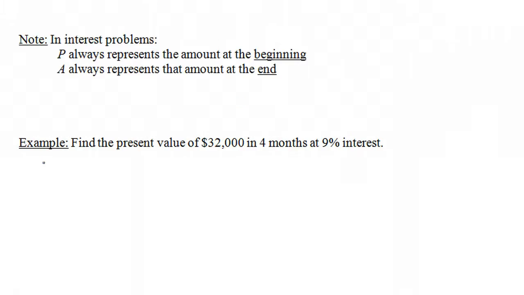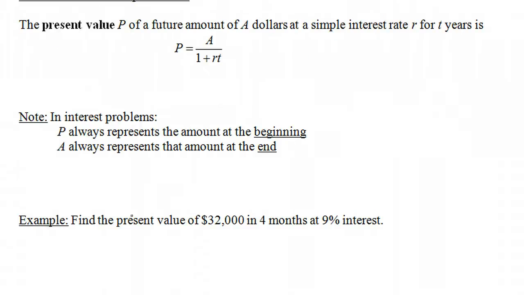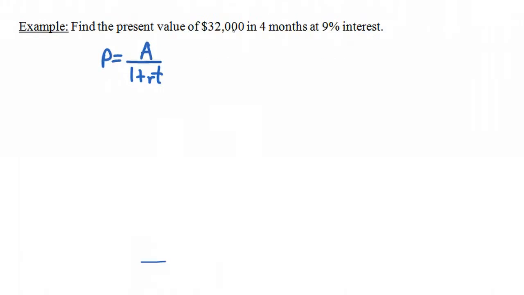Find the present value of $32,000 in 4 months at 9% interest. Now let's remember our formula here. We have P is equal to A over 1 plus RT. Now this $32,000 is the amount in the future. The question is, what's the present value of that future amount? So the A in this case is 32,000. The 1 plus RT, well, the rate is 0.09, and the time is 4/12, or 1/3, if you want to write it like that.